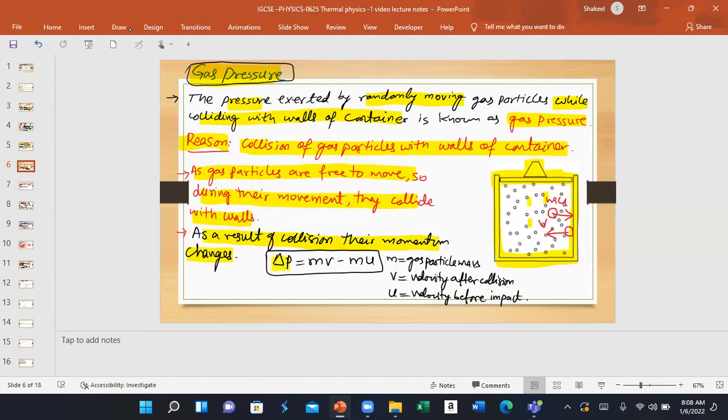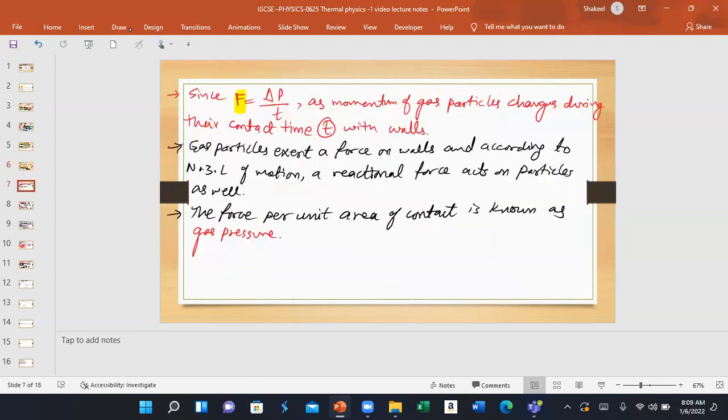When its momentum changes, we can write the change in momentum as mv minus mu, where m is the gas particle mass, v is the velocity after the collision, and u is the velocity before the collision. Well, we know that force is change in momentum over time. As the momentum of the gas particle changes during its collision, it has some contact time t with the walls when they're colliding. So we can say that the gas particle exerts a force on the wall, and according to Newton's third law of motion, a reaction force acts on the particle as well.